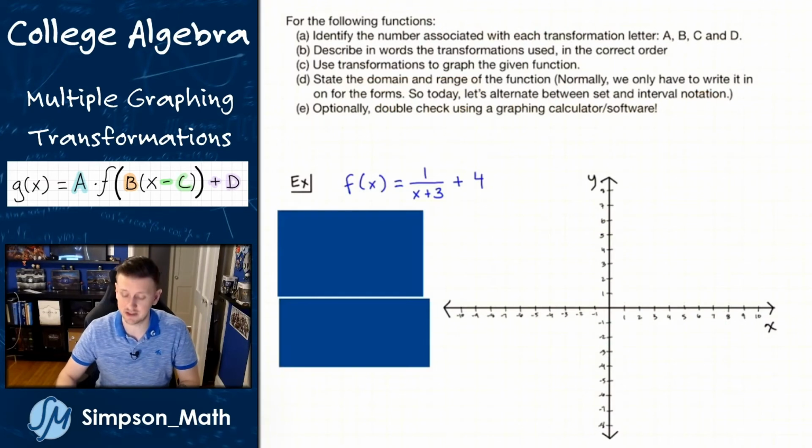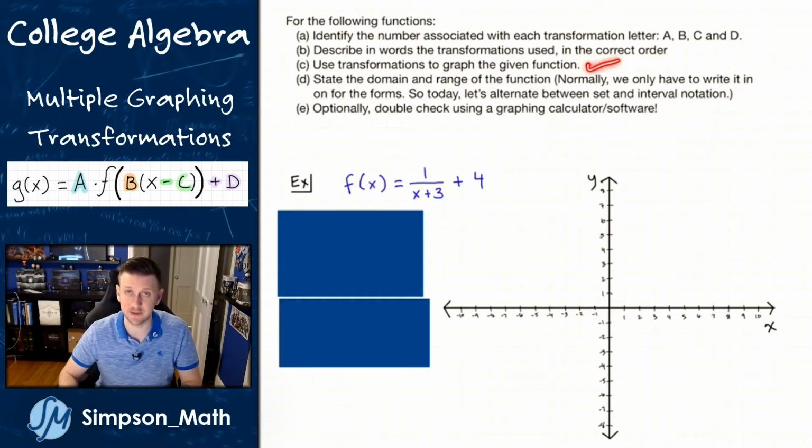All right, for these examples today, we'll be identifying A, B, C, and D and what their values are. I'm not having you identify the parent function. We should be pros at that by now. Then we'll describe in words what's happening with the function, what the transformations are. Make sure that we do it in the correct order. Remember, B, C, A, D.